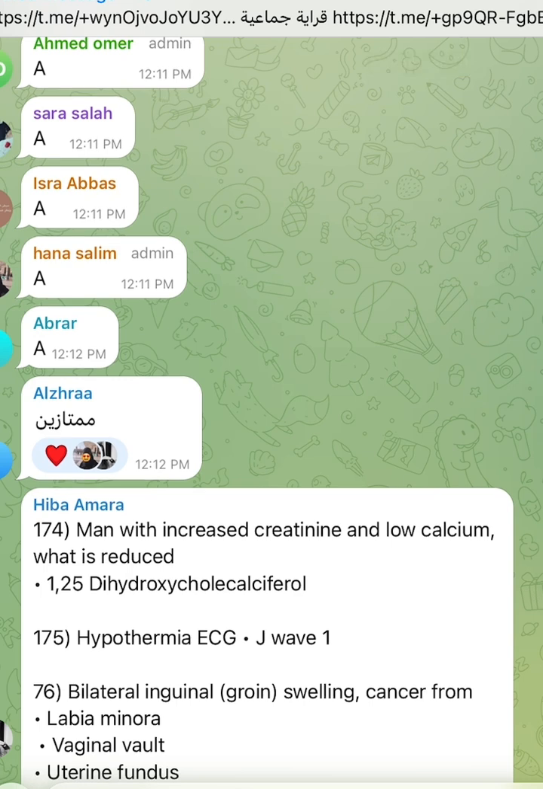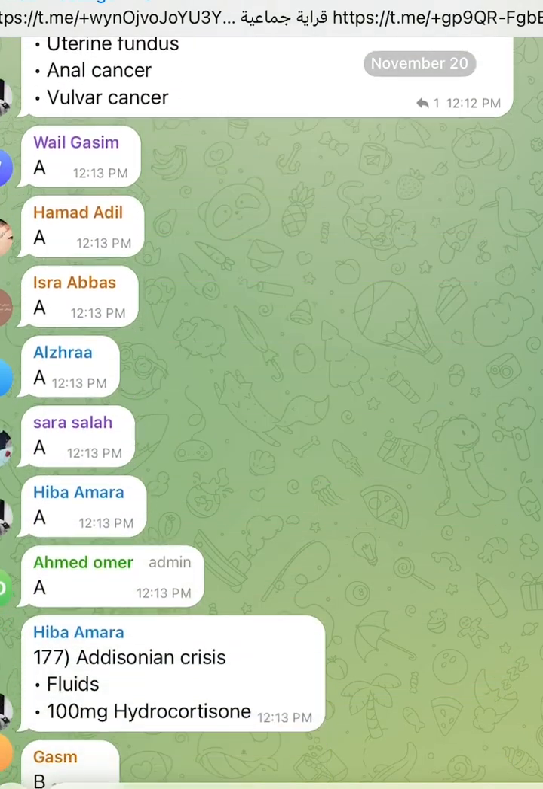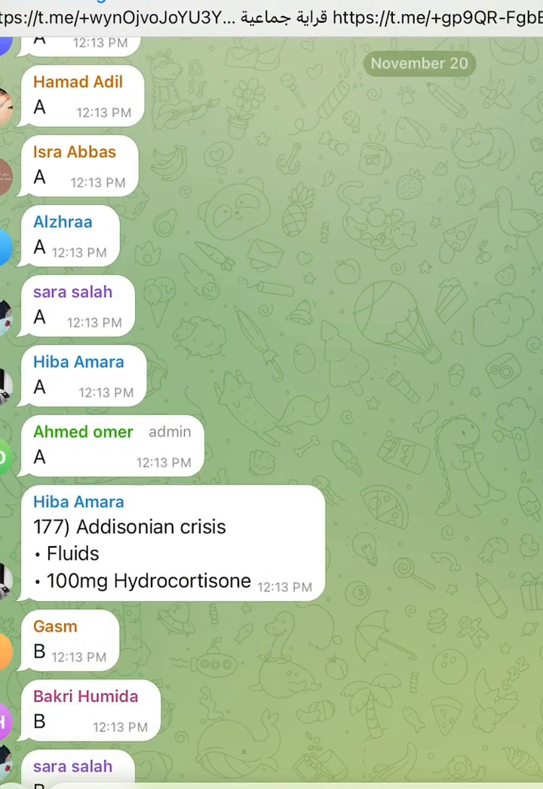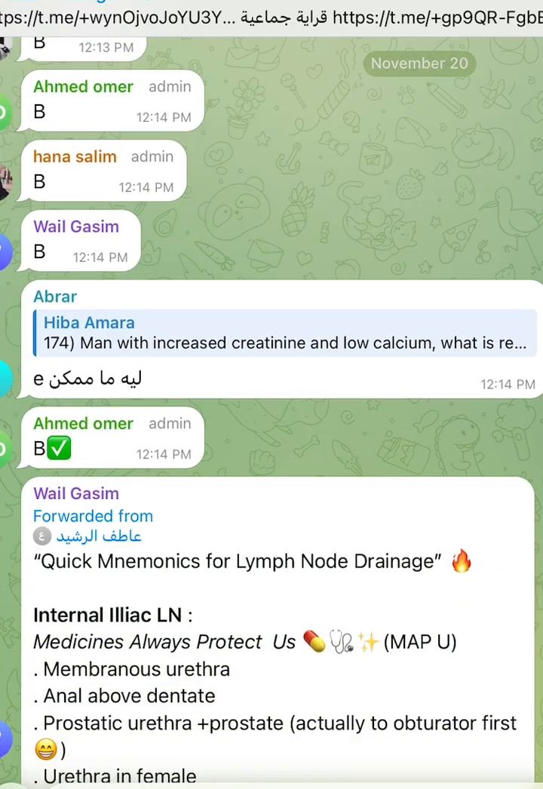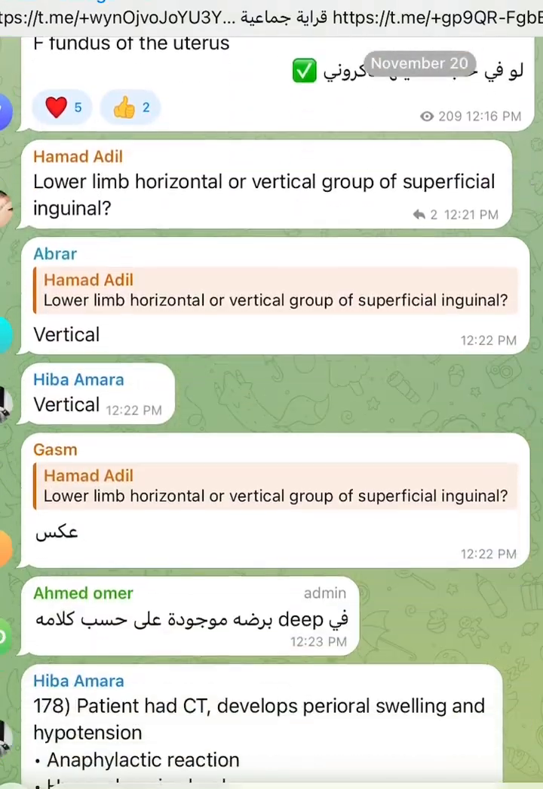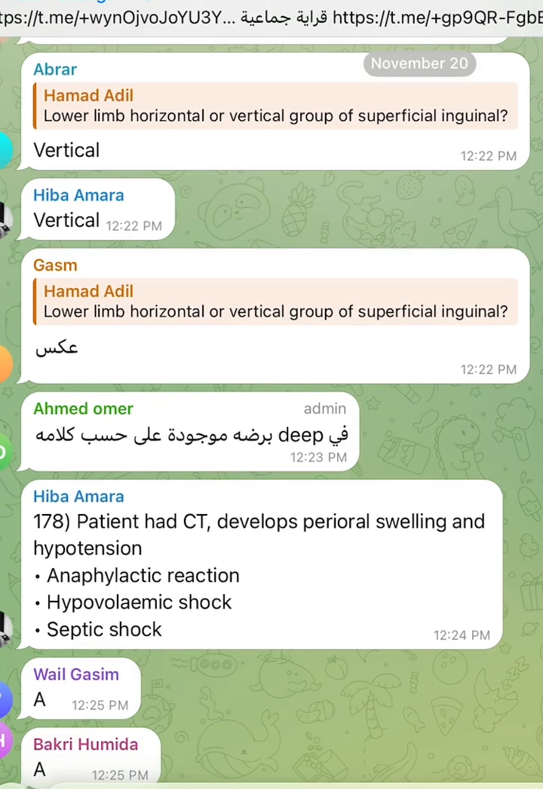Man with increased creatinine and low calcium. Calcium is low. Cholecalciferol, vitamin D deficiency. J-wave, hypothermia. Bilateral inguinal lymphadenopathy, labia minora. Addison's crisis: hydrocortisone, fluids, hydrocortisone. Quick mnemonics for lymphatic drainage, again same. Patient at CT developing periorbital swelling, perioral swelling and hypotension: anaphylactic shock.